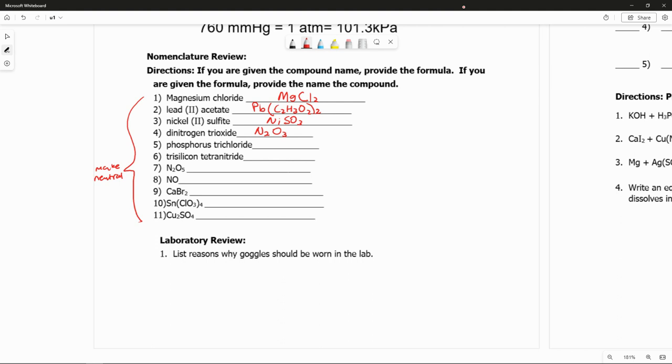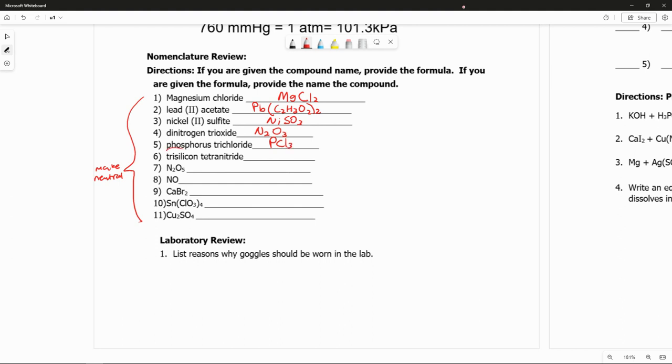All right, let's try phosphorus trichloride. So phosphorus and trichloride is given, and based on our prefixes we are going to have one P. There's nothing in front. We don't put a monophosphorus in front. That is not allowed. So we have just regular phosphorus, P, and trichloride. Chloride is going to be Cl, and we have three of those because we have tri. So it is going to be PCl3.